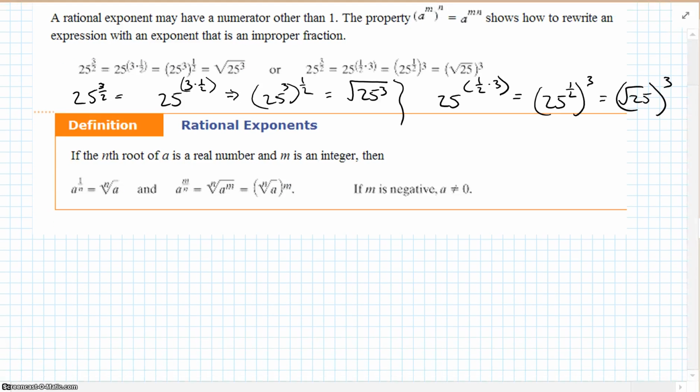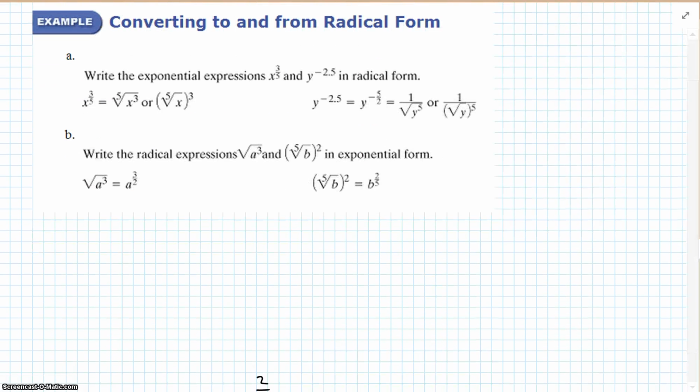So the rational exponent definition is this. If the nth root of a is a real number and m is an integer, then a to the 1 over n is the same thing as the nth root of a, and a to the m over n power is the same thing as the nth root of a, to the mth power, or the nth root of a to the mth power. Okay? So let's convert to and from radical.